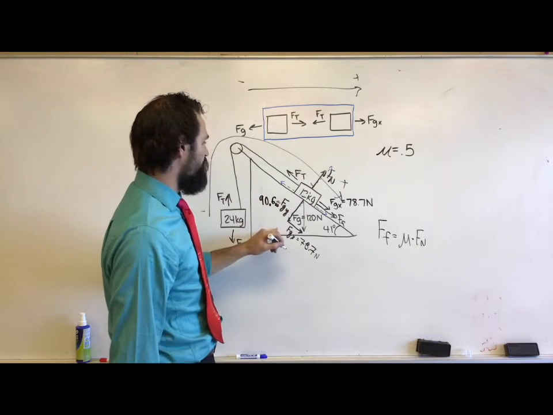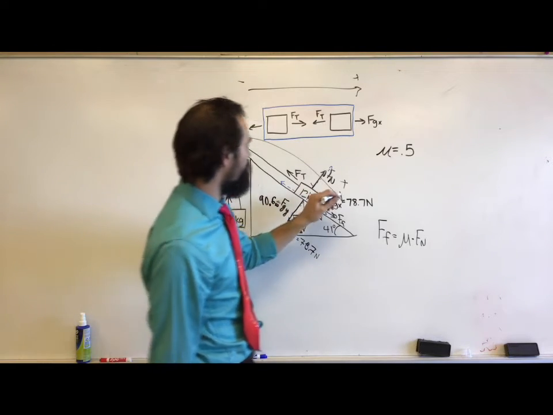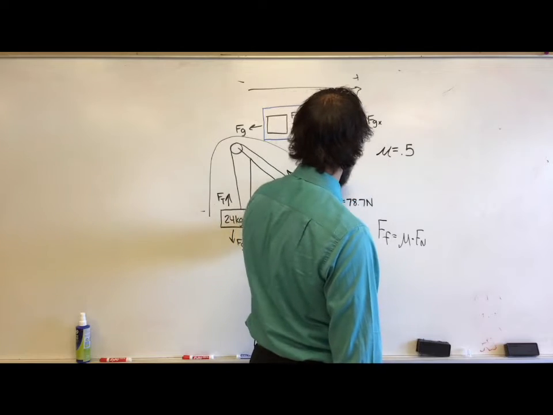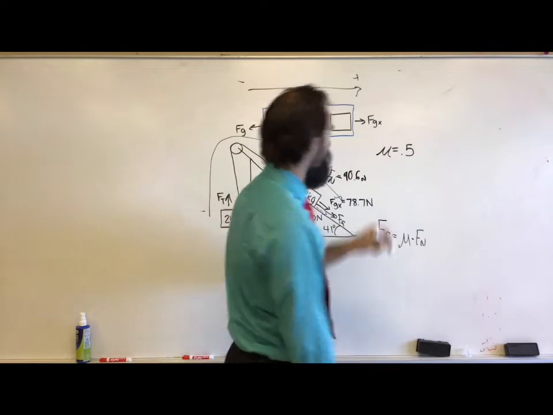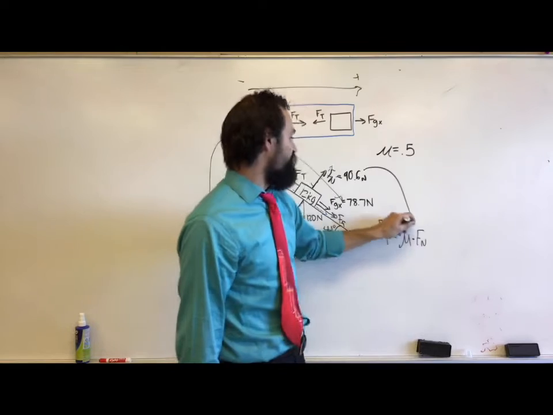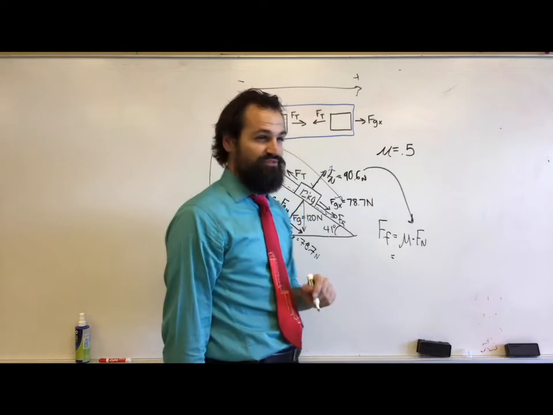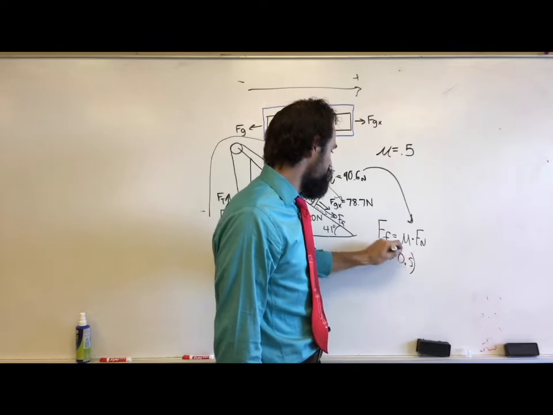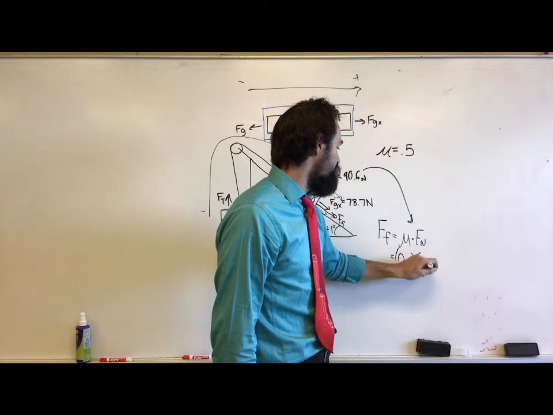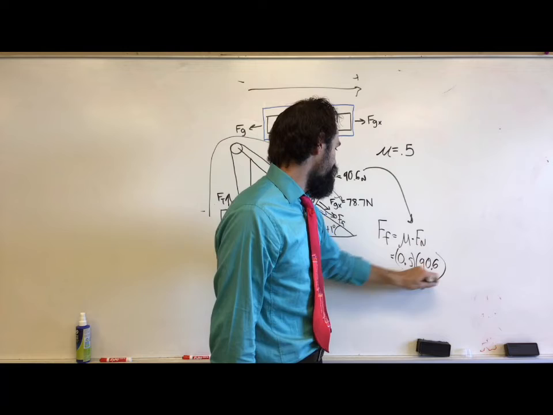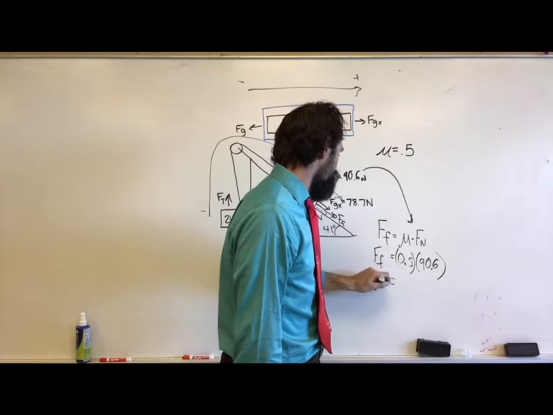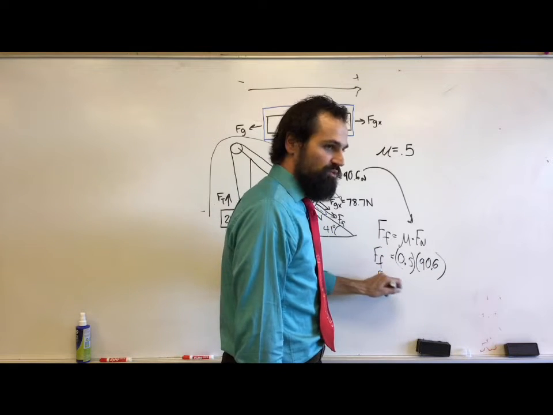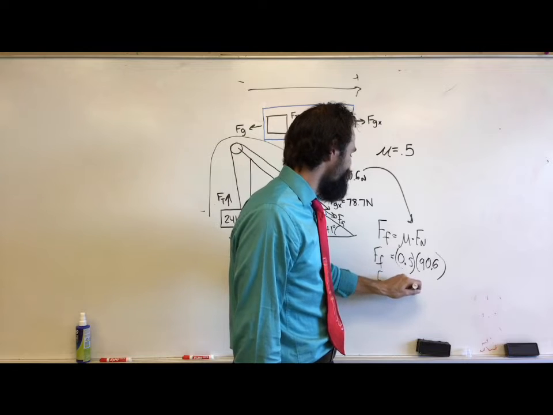And if that y component is 90.6 newtons down, then the normal force needs to perfectly balance it and be 90.6 newtons up. And once you have that normal force, you can plug it directly into the force of friction equation, and then you get 0.5 times 90.6 newtons will be your force of friction. So we're going to find that the force of friction equals 45.3 newtons.